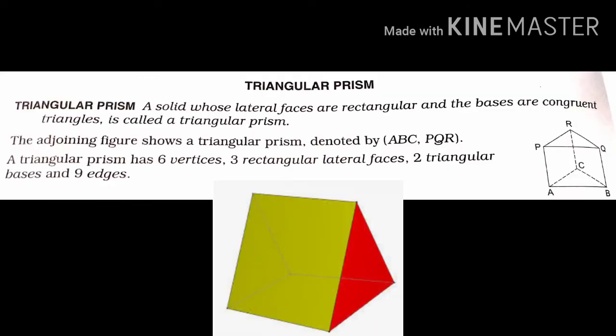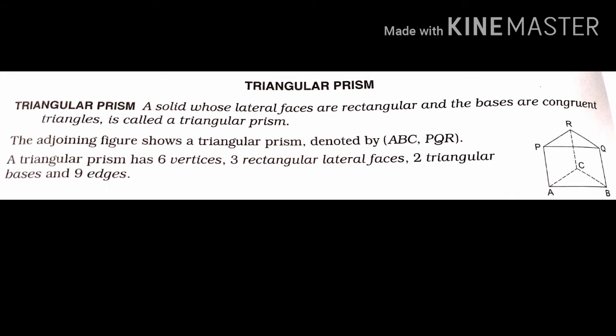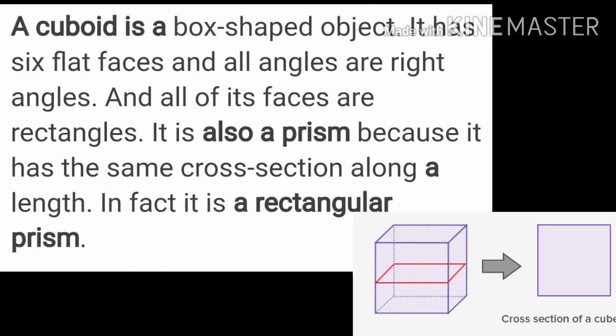What is a triangular prism? A solid whose lateral faces, lateral also means side, are rectangular and whose bases are congruent triangles, congruent means same, is called a triangular prism. For example, in the adjoining figure, this triangular prism has 6 vertices, 3 rectangular lateral faces, 2 triangular bases and 9 edges.